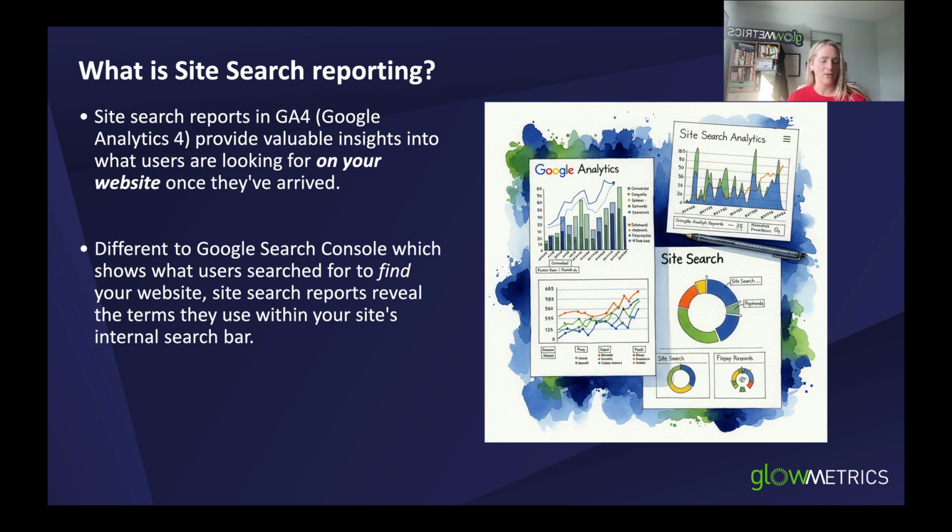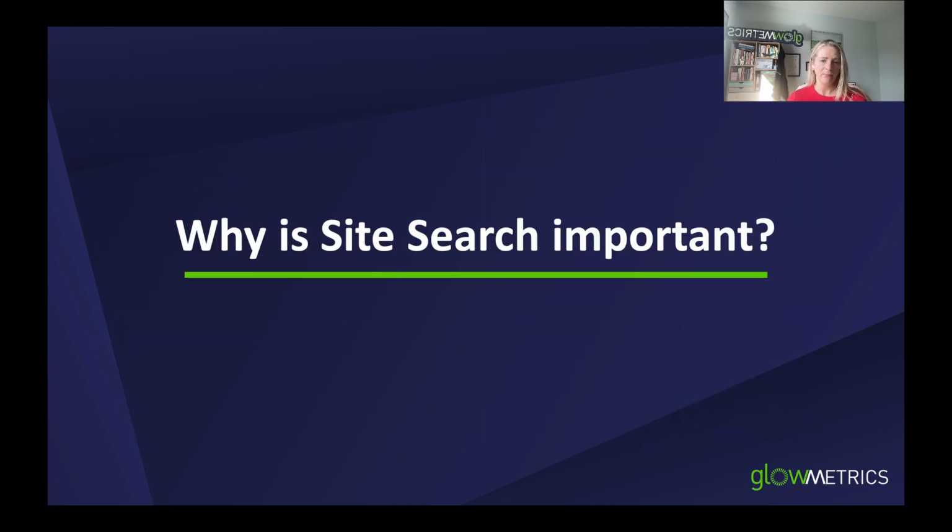This is different to the Google Search Console account and the keywords that you can find there. The keywords that you find in the Google Search Console report are from organic searches that people use. So searches that people make on Google, for example, to get to your site, to find your site through using a search engine. This is when they've got there, what are they actually searching when they get there?